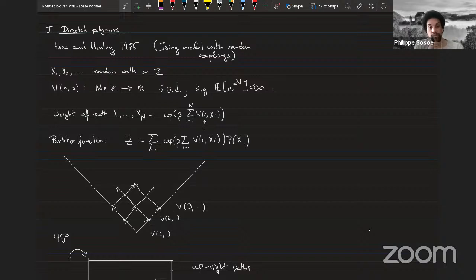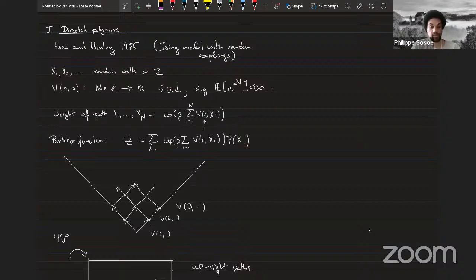As usual, when we have Gibbs weights, we can build a partition function by summing over all the possible weights, by summing over the entire sample space. In this case, the sample space is paths of length n. Since it's a random walk, each path has the same weight, but it's reweighted by this Gibbs factor, the exponential of beta times the energy, the sum from i equal 1 to n of the V's evaluated at the different steps of the path.